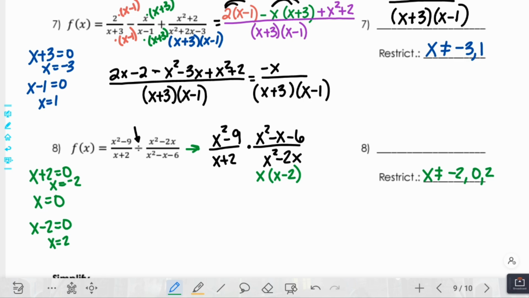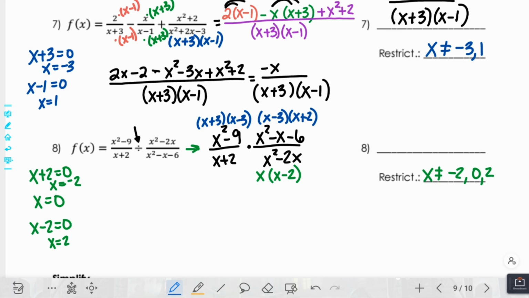Okay, so now go ahead and factor everything you can. Numerator, because the denominator is done. So the numerator, when we go to factor, x squared minus 9 is the difference of squares. X plus 3, x minus 3. Over in the other numerator, you're looking at x squared minus x minus 6. So we need two numbers that multiply to give us negative 6. So they have opposite signs, but they add to give us negative 1. So you've got x minus 3, x plus 2.